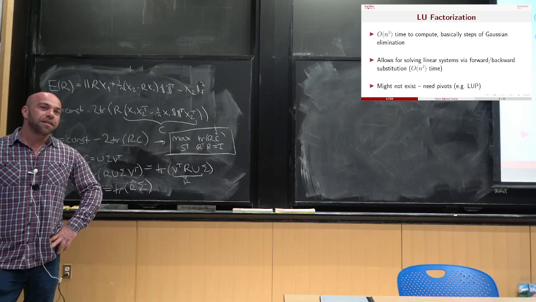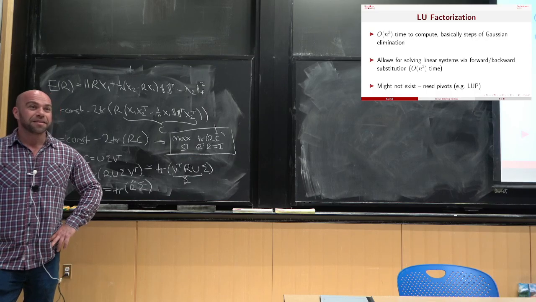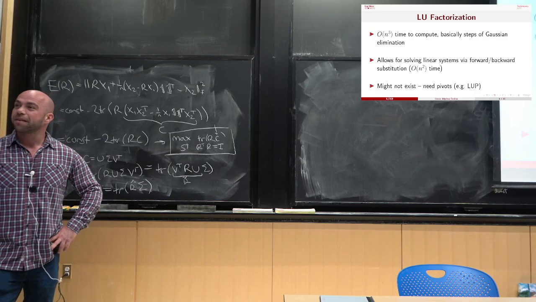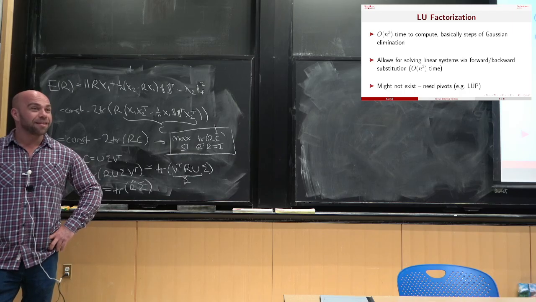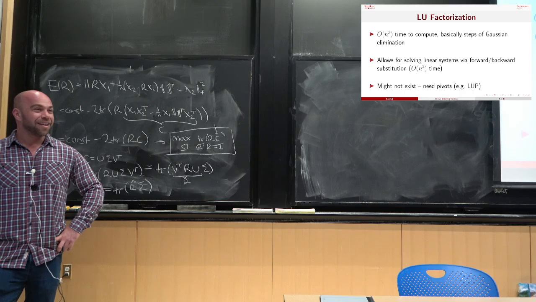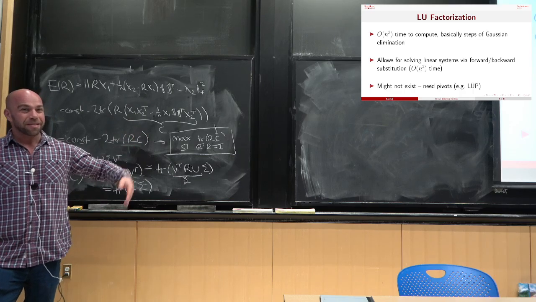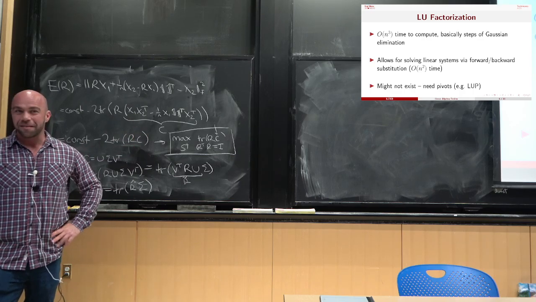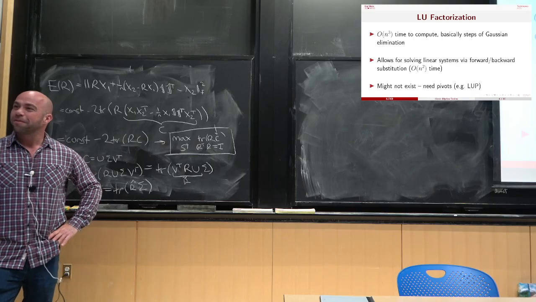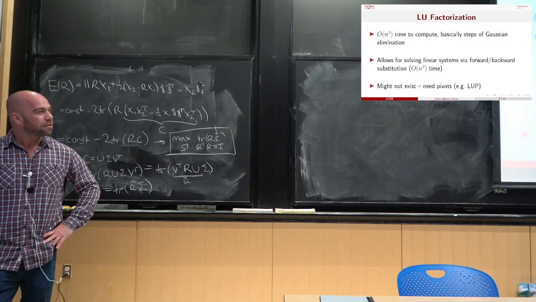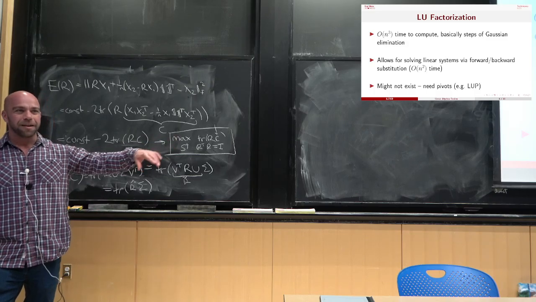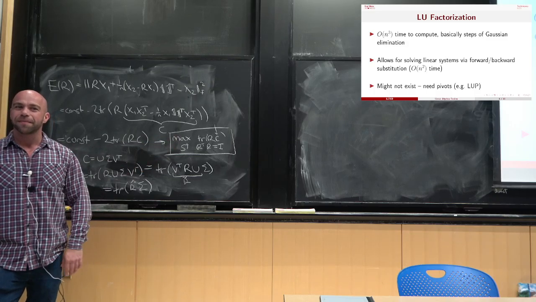If I ask you, does every matrix admit an LU factorization? Every square matrix, maybe. The answer is no, for exactly the same reason as the previous slide, right? Remember that Gaussian elimination just remembers, or rather LU just remembers, steps of Gaussian elimination. In particular, if you need pivoting, then you need to introduce a permutation matrix. For example, PLU or LUP. Both of those are actually okay.